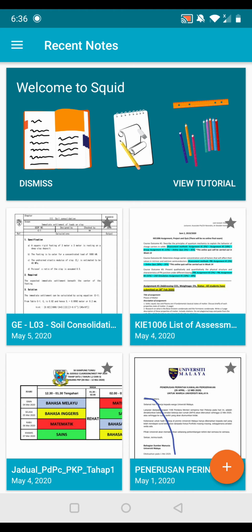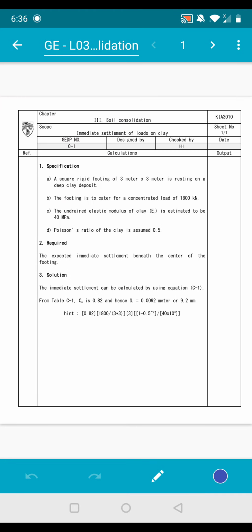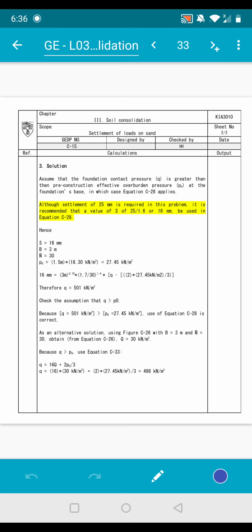Okay, this morning we're going to look at the design pad which is given by the GEL03 on soil consolidation. Let's discuss this in great detail. Now there are a total of, let's see over here, 15 problems on soil consolidation. Let's go on one by one.